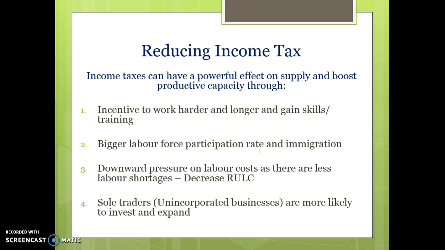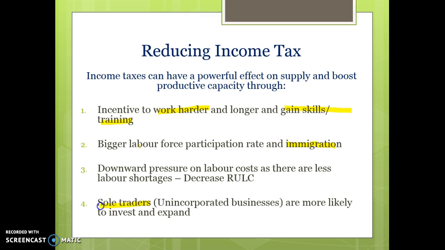In terms of income taxes, this should be revision, but income taxes can also boost supply. One, they increase the incentive to work harder and increase people's willingness to gain skills and training. They increase the size of the labour force, because they encourage people to join the labour force because they are paying less tax. They also can lead to increased immigration because more people want to come here because they are paying lower tax rates. This leads to downward pressure on labour costs as there are less labour shortages, so there's increased supply of labour that keeps wages down and therefore lowers firms' cost of production and makes them more willing and able to supply.